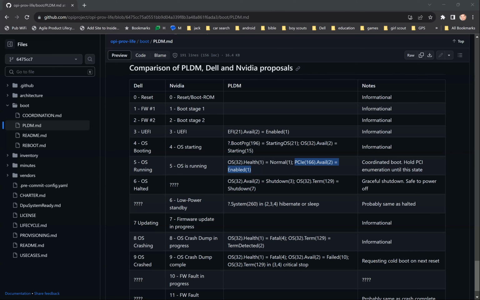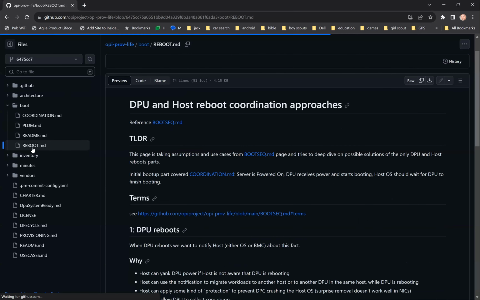So Boris, if we're done with the boot, returning to what you were asking about, host resets and DPU resets. I guess it depends on the host. I have a page about this. We can look at the page. You can navigate. This is under Reboot MD below the PLDM. It states the two resets and the reasons behind them.